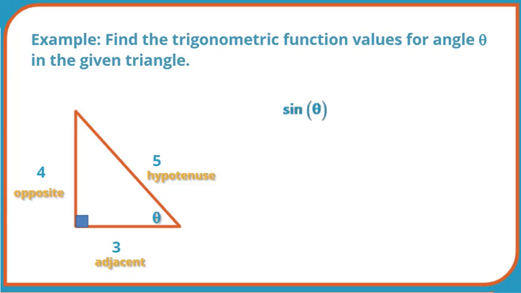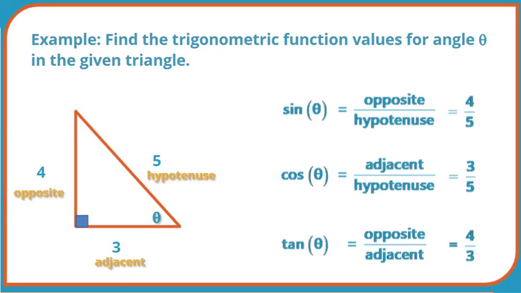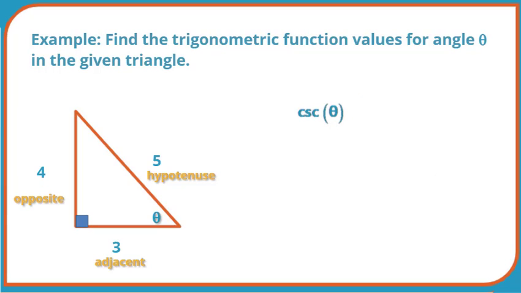We know that sine of theta is equal to opposite over hypotenuse, or in this case, 4 over 5. Cosine of theta is equal to adjacent over hypotenuse, or 3/5. Tangent of theta is equal to opposite over adjacent, or 4/3. Cosecant of theta is equal to hypotenuse over opposite, or 5/4.